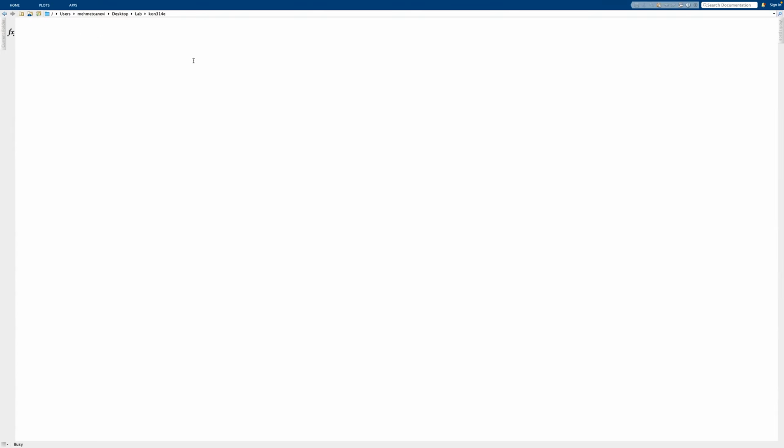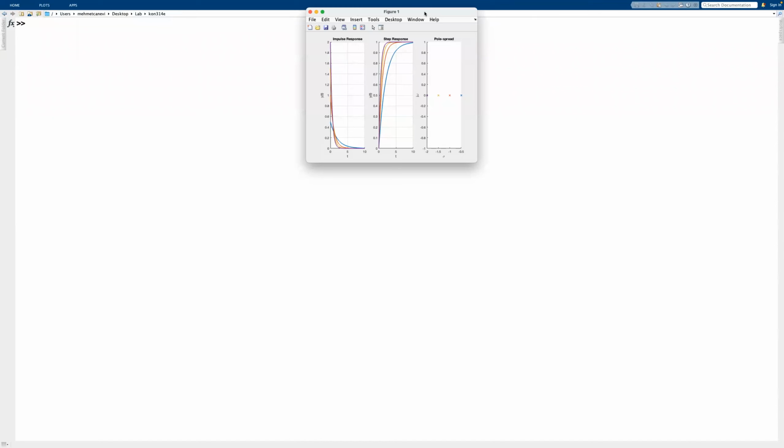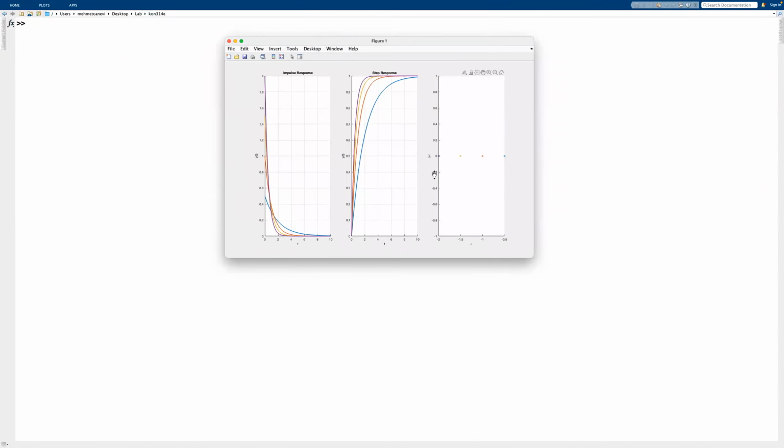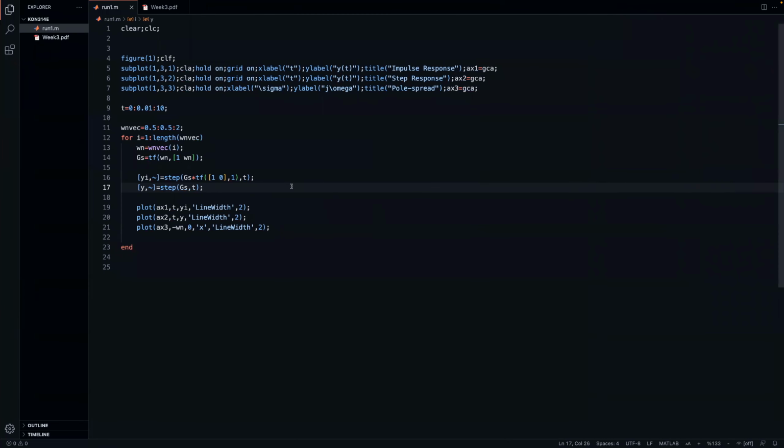Let's run our script. And there we go. This is basically the response that we get. Now, obviously, we have some different colors for different cases. What we can do is use the step response or the impulse response here to provide a display name to indicate which one belongs to where.